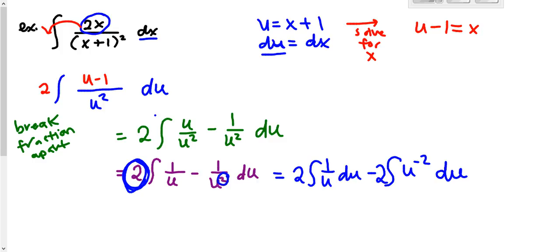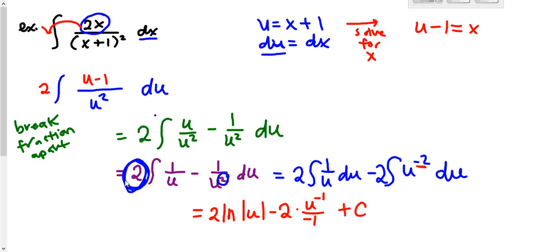And now we integrate. So when we integrate, we end up with 2 times the ln of the absolute value of u, minus 2 times, when we have an exponent that's not negative 1, we add 1 to the exponent, so we would get u to the negative 1, and then we divide by negative 1. These are indefinite integrals, so we need to have a plus c at the back.